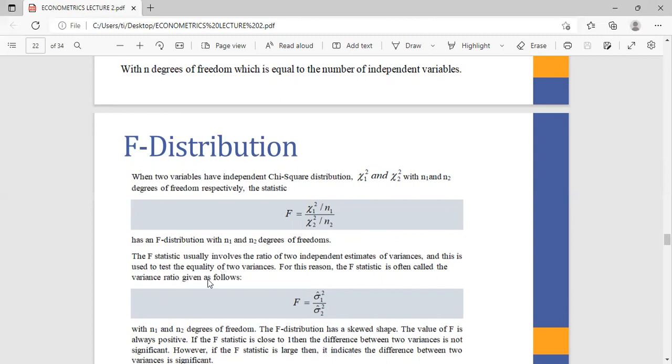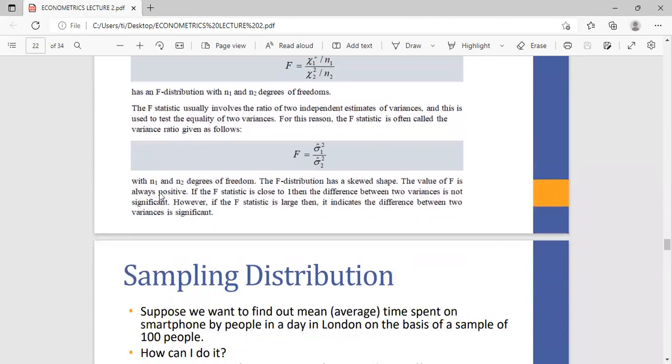Now the F statistic usually involves the ratio of two independent estimates of variances, and this is used to test the equality of two variances. For this reason, the F statistic is often called the variance ratio test, which is given by this. So the F statistic is nothing but the variance of sample 1 divided by the variance of sample 2, with n1 and n2 degrees of freedom.